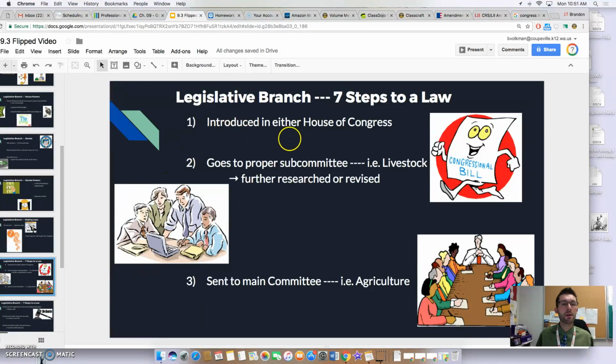First, a bill can be introduced in either House of Congress. It could be the Senate, it could be the House of Representatives. Anyone can write a bill and get the process going to make a law.